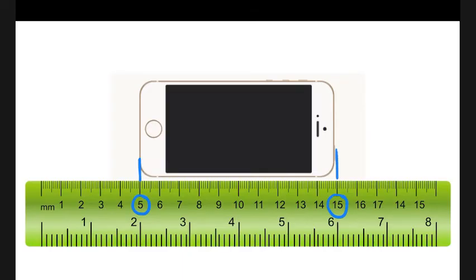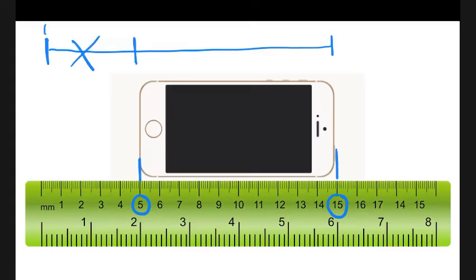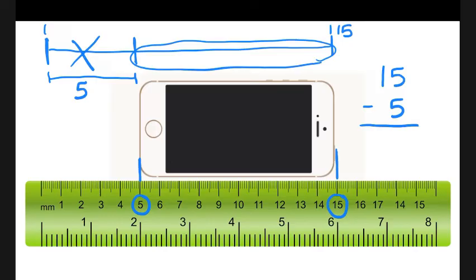So another way that we could do this instead of making the jumps is we can actually set up a subtraction problem. It doesn't start at zero, and all of this distance would be the total 15, but it starts at 5, so I want to take out this chunk. So if I know from start to finish equals 15 centimeters, but this chunk right here equals 5 centimeters, I can set up a subtraction problem. So I would solve this as 15 minus 5, and that's what would give me this middle part right here, which is how long my phone is. So 15 minus 5 equals 10 centimeters.